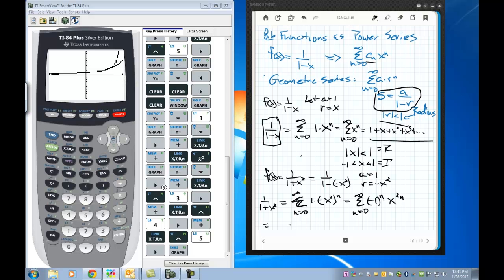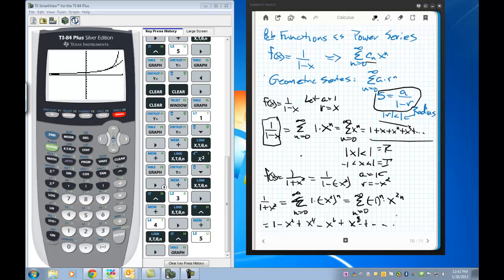Now, watch this. This is the coolest part. Let's just list some terms and see what happens. My first term is a 1. We knew that because that's what a was. My next term is minus x squared plus x to the 4th minus x to the 6th plus x to the 8th, etc. etc. What do you notice about this series?